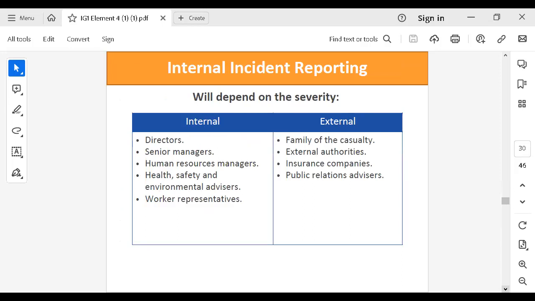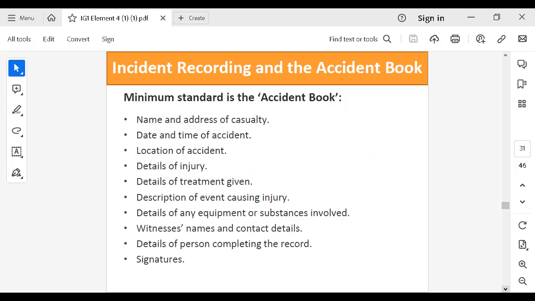Internal incident reporting will depend on the severity, internal and external incident. Internally, we will inform the director, senior manager, human resource manager, health and safety and environment advisors, and work representatives. And externally, we will report to the family of the casualty, external authorities, insurance companies, and public relation advisor.